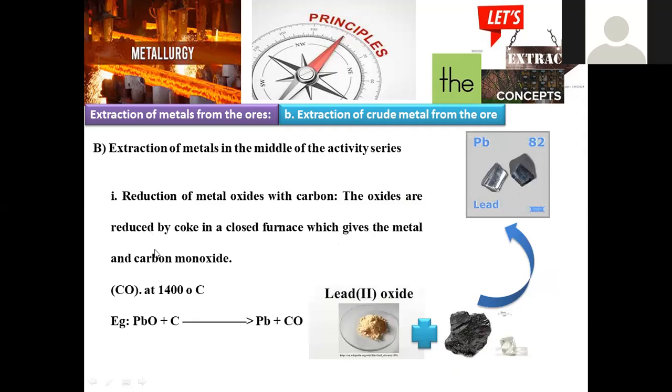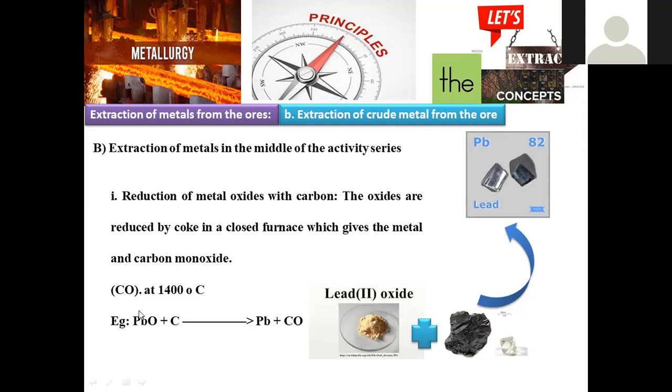Now, here it is clearly depicted, reduction of metal oxide with carbon. The oxides are reduced by coke in the closed furnace. Coke is nothing but powdered charcoal, powdered carbon itself. So here the oxide form of that metal was treated with this coke, and upon treating, this oxide is now removing oxygen. Removing oxygen is called reduction, because here we have a +2 oxidation state of lead. After treating, it is converted into zero oxidation state. +2 to 0 is nothing but decreasing the oxidation state by gaining of electrons. Hence, you can say this is a process called reduction, right?